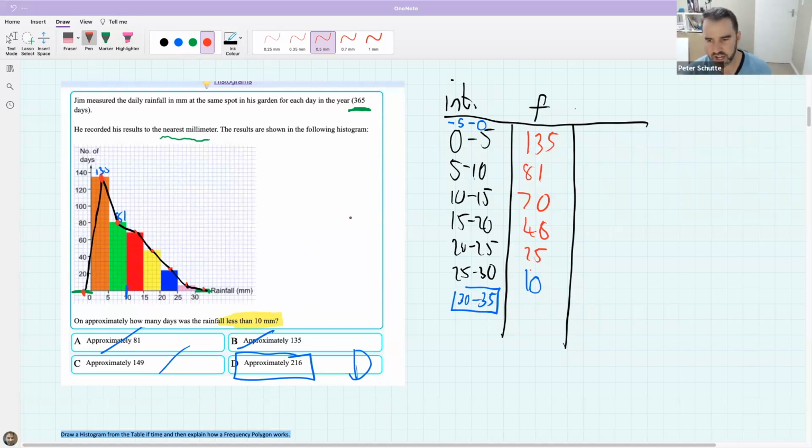Give me a thumbs up if you understand the basic transformation that you go through from a histogram to a frequency polygon. Give me a thumbs down if I've lost you.